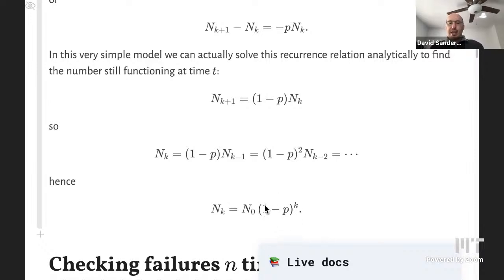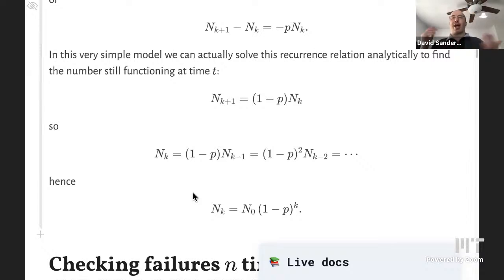fast. Why is it decaying? Because p is a number between 0 and 1, because it's a probability. And so 1 minus p is between 0 and 1. And so when we take powers of that, it gets smaller and smaller as we take bigger powers. So that's the simplest possible case where we check at the end of the day how many have failed.